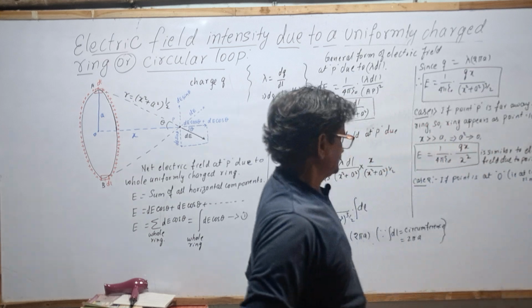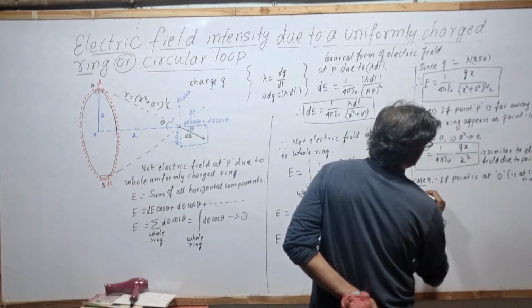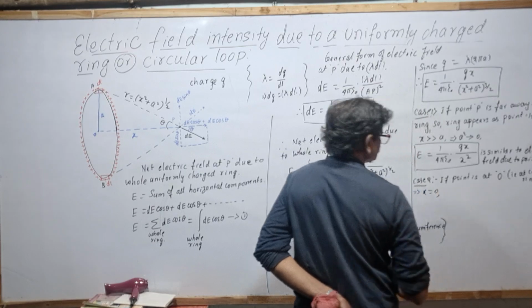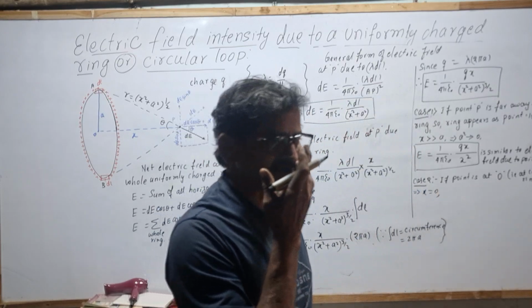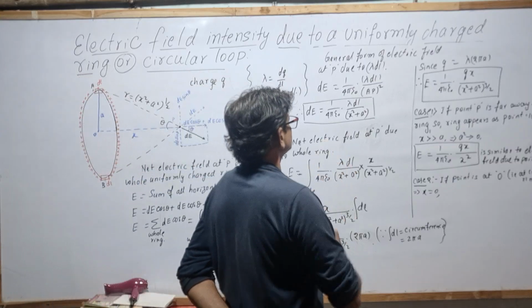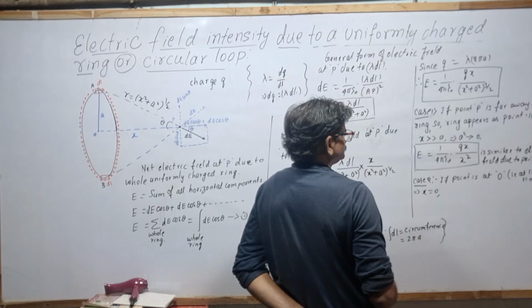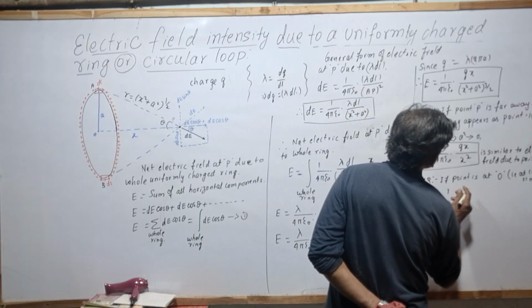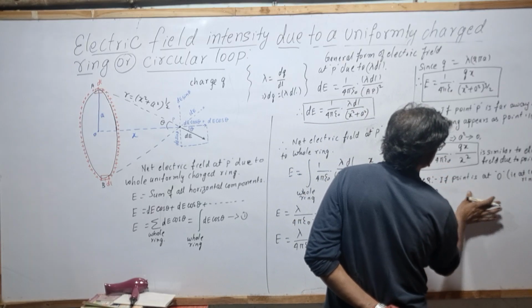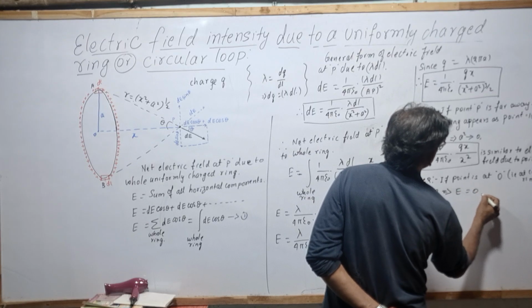Center of ring. It means what? X equal to 0. Center of ring means x equal to 0. In that case, what happens here? This electric field also becomes 0.